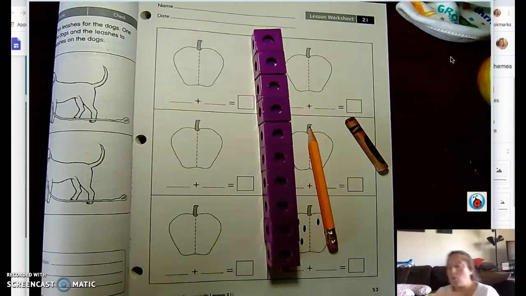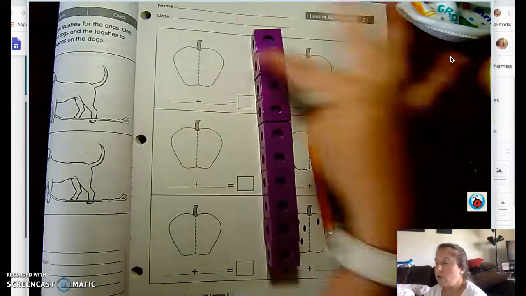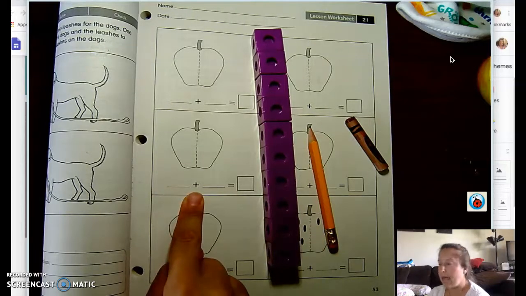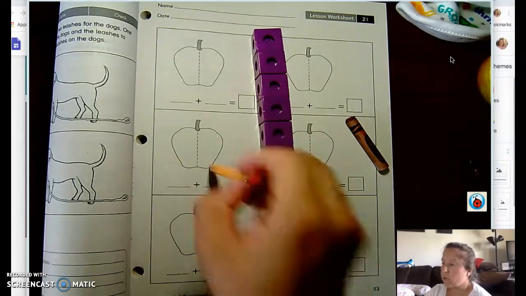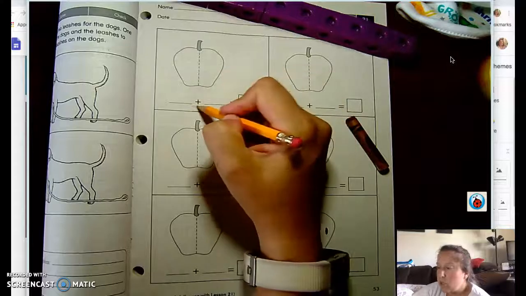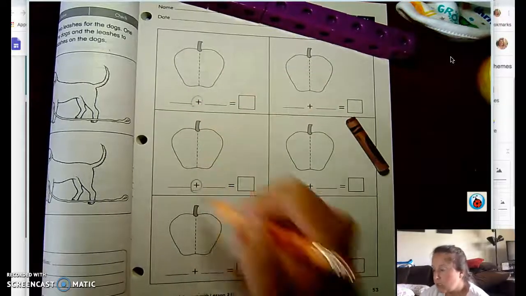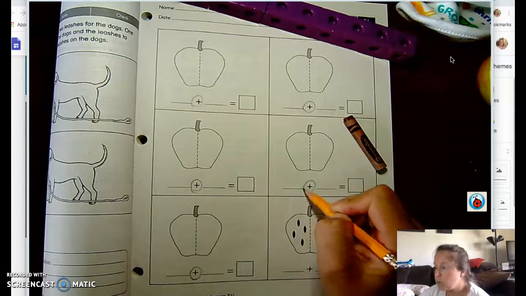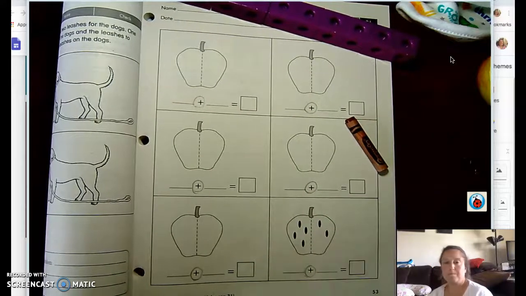Okay, so what I want to do here is I want to make apples and I want to make number sentences that are adding. So the first thing I'd like you to do is circle each of the addition symbols on your page. These are addition symbols or plus signs.